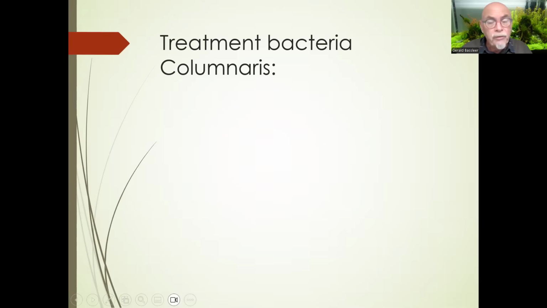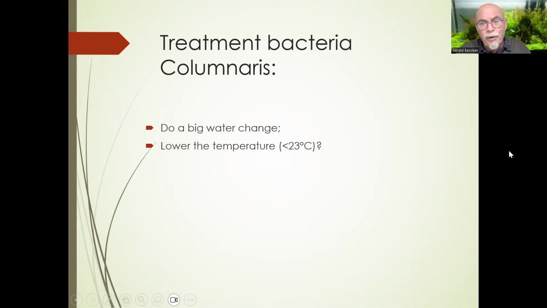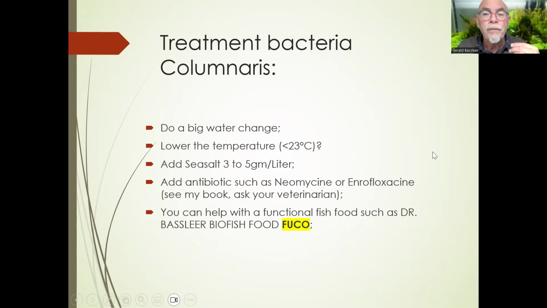But Columnaris is common. It happens quite often. First of all, do a big water change. Again, very important. Eliminate the bacteria, put fresh water, lower the temperature. Try to keep it below 23 degrees Celsius because the Columnaris bacteria do not like water below 24 degrees. They don't like to grow. They will still not be killed, be aware.